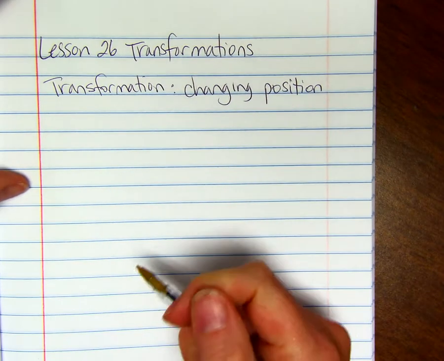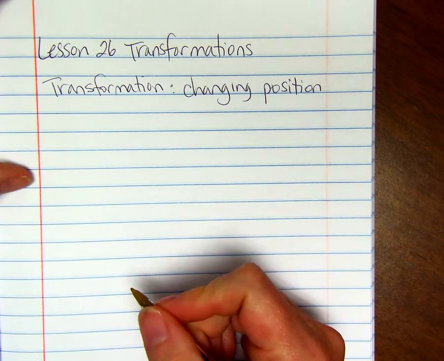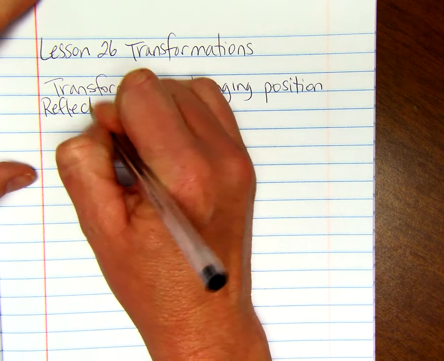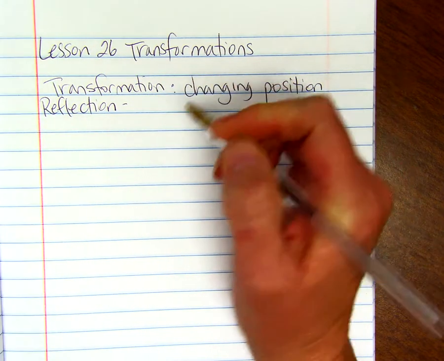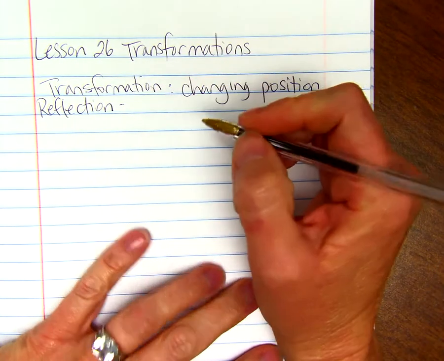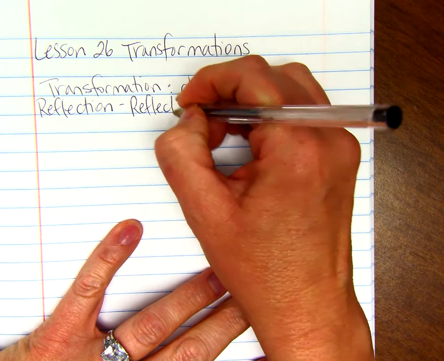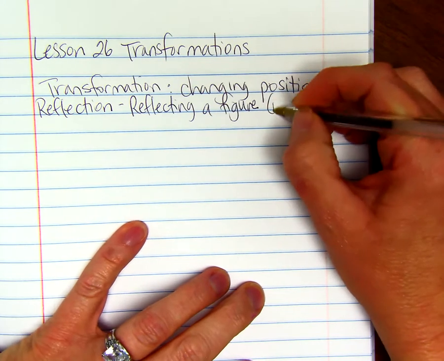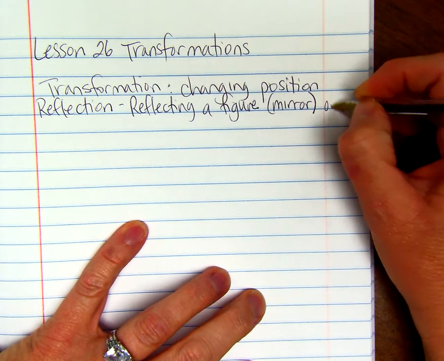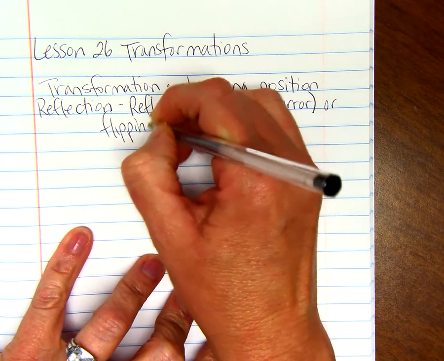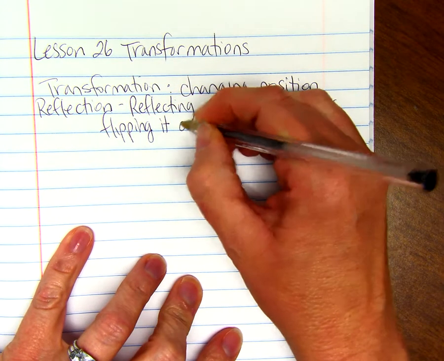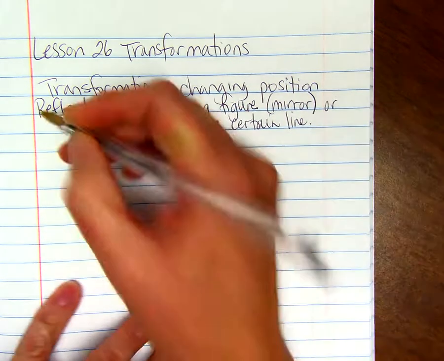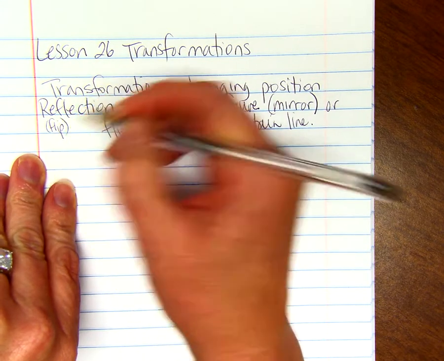So we're going to go over three different types of transformations first, and the first one is reflection. A reflection is like a mirror image. So it's reflecting a figure. In parentheses, just put mirror, or flipping it over a certain line. So if you can think of the word flip, or if it looks like the figure's been flipped, then it is called a reflection.